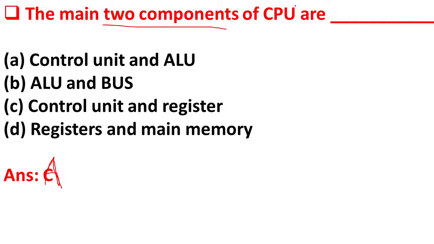The main components of the CPU, the central processing unit: there are mainly two components in the CPU. One is the control unit and another one is the arithmetic logic unit, ALU. So option A is correct here. Very easy and important question.